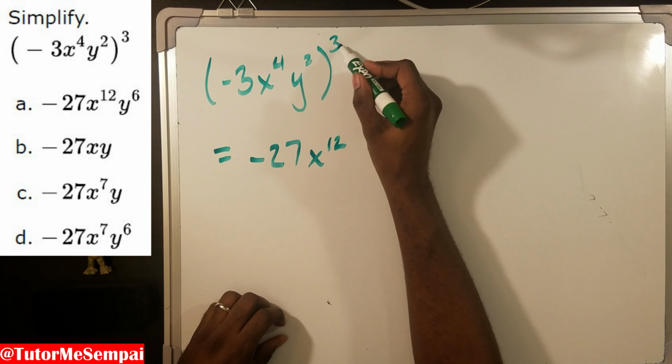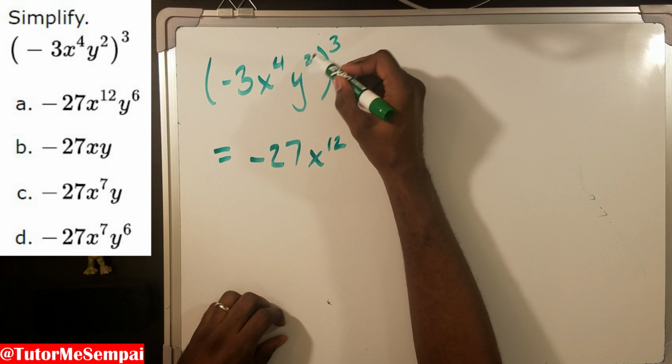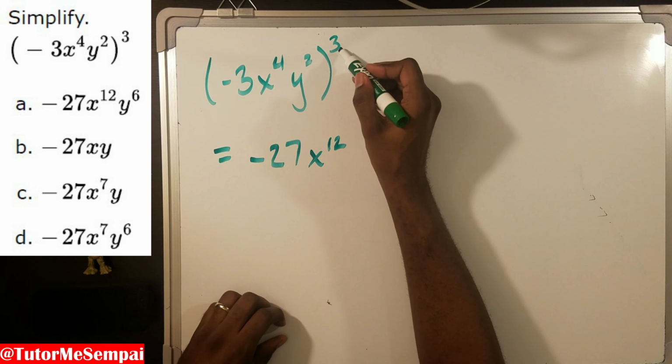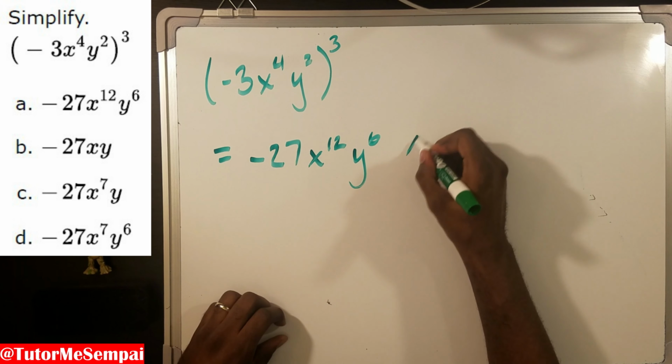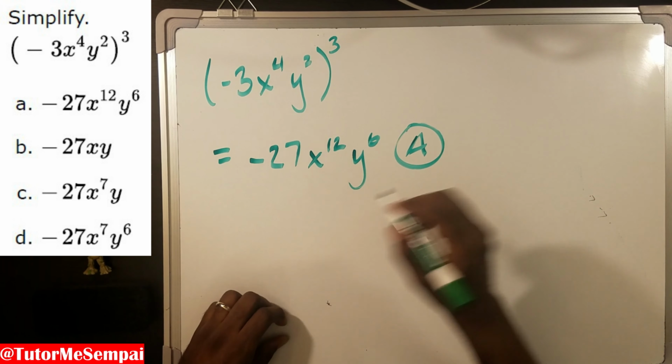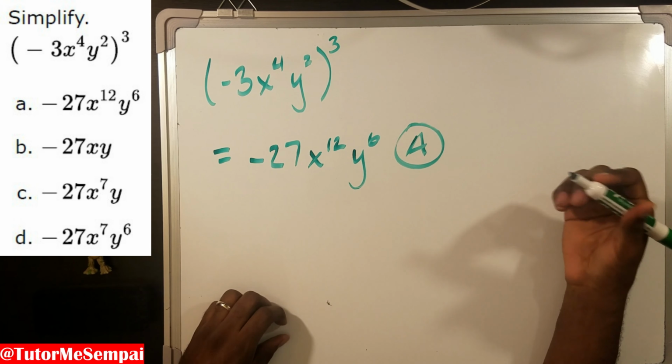Likewise, y squared raised to the 3rd power means we're going to multiply these two numbers. So 2 times 3 gives us 6. So this is y to the 6th. And you notice we get the same A. So A is our answer for today.